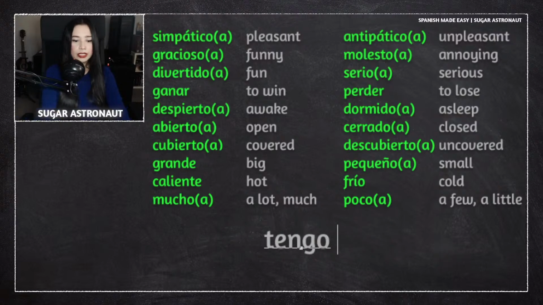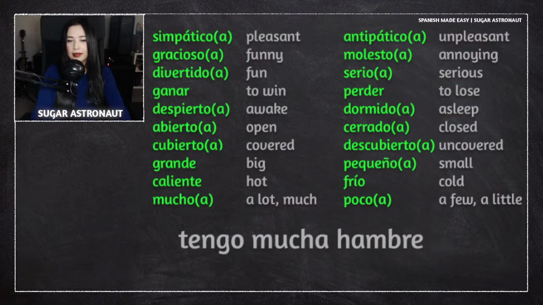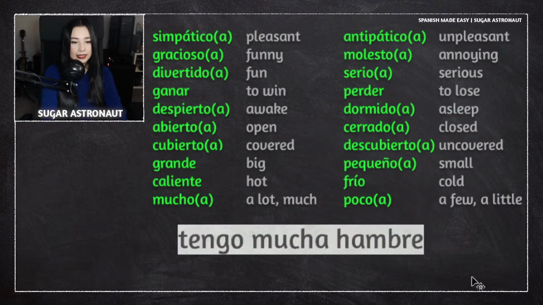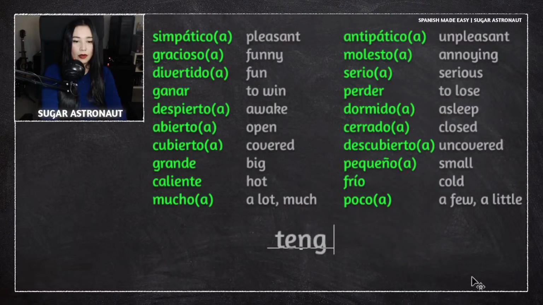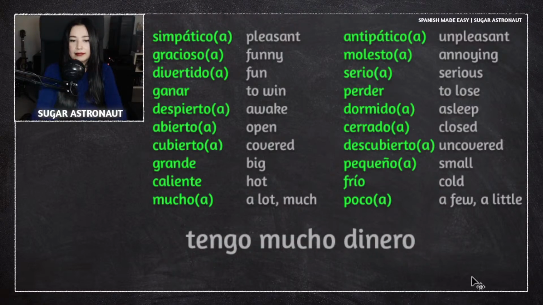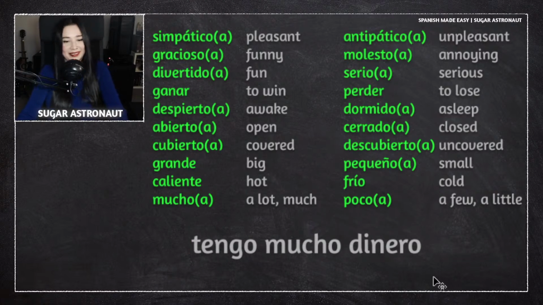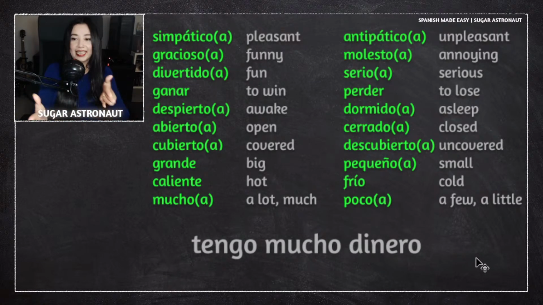tengo mucha hambre. I am very hungry. I know in English it's different, but this literally means I have a lot of hunger. A lot of hunger, mucha hambre. That's how you say it. Or you can say, tengo mucho dinero. Who says that? Only rich people. But this means I have a lot of money.